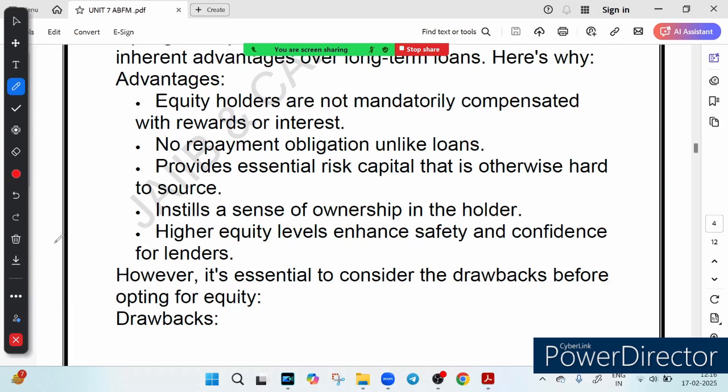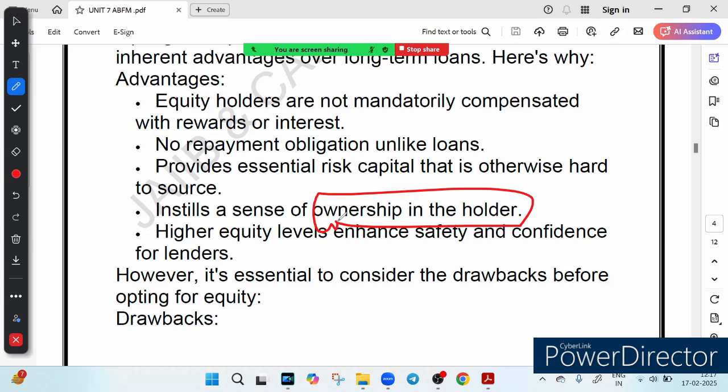Then we have ownership and growth. This is another importance of equity capital. Equity investors become part owners, making them more invested in the company's success. This boosts confidence and attracts more lenders, who see a strong equity base as a sign of financial stability.